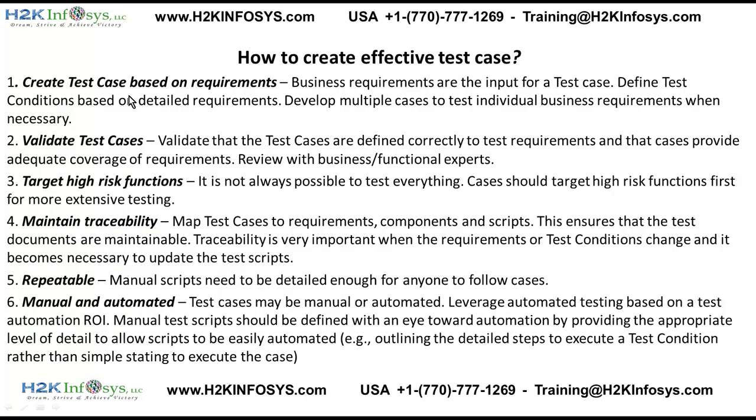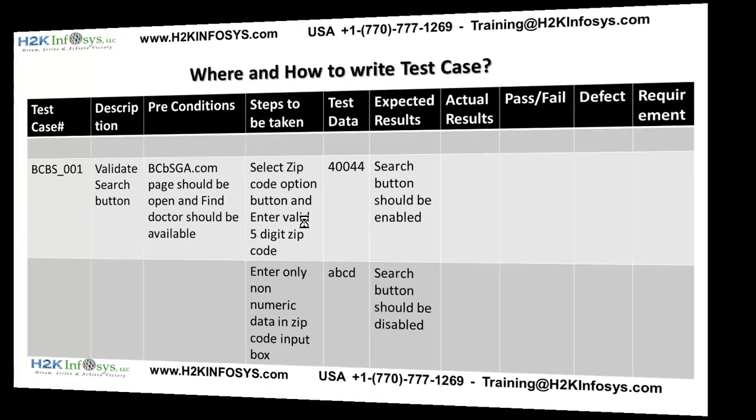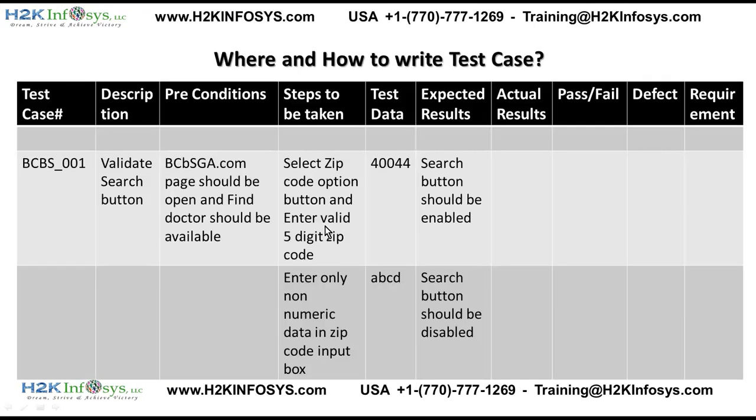Before I explain how to write a test case, first we need to know how to write an effective test case. As we discussed, for the BCBS requirement, the search button should be disabled until you enter the data in either city and state, or zip code. So how do you test that? First you have to write the test case number. The test case number is based on the project name and the requirement number. Sometimes if you are using a tool like Quality Center or any other tool, it may generate the number. That is something you have to decide.